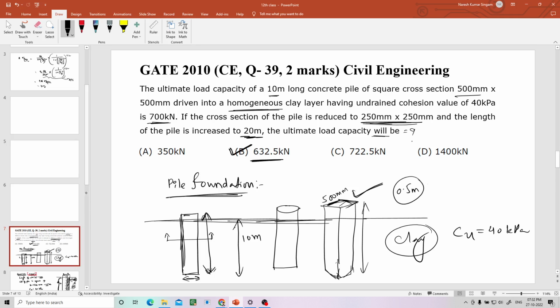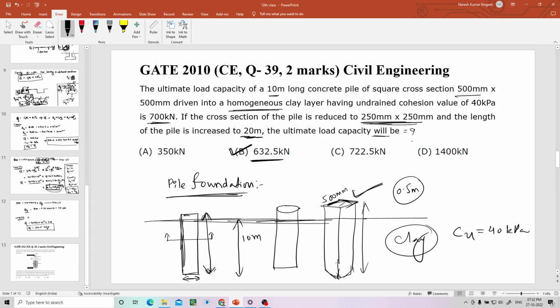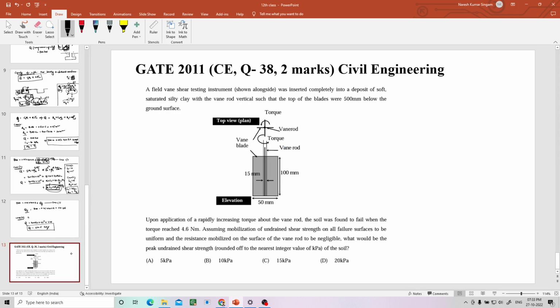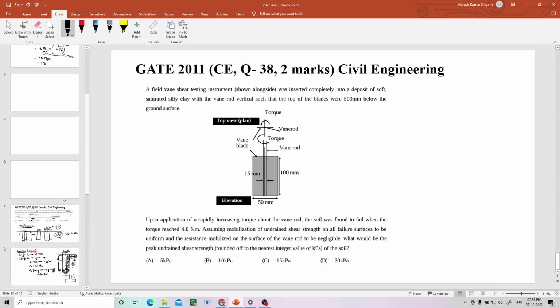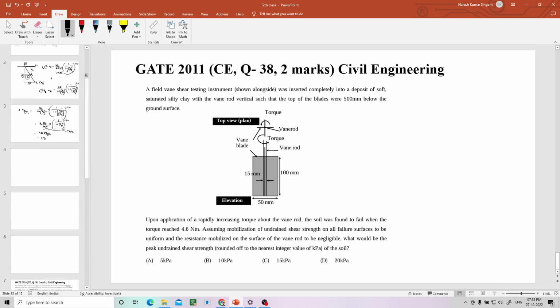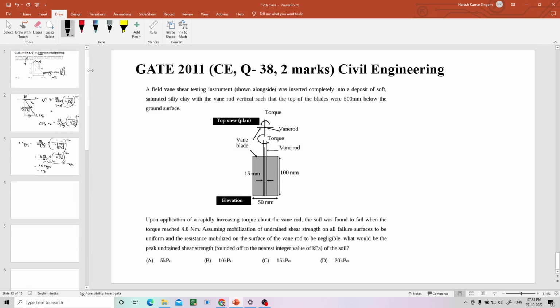Is there any doubt in this? So I hope it is cleared. In the next class, I'll be discussing the vane shear test and problems related to that. So for this class, I have discussed two problems, right? So I think I'll be closing this session for today.